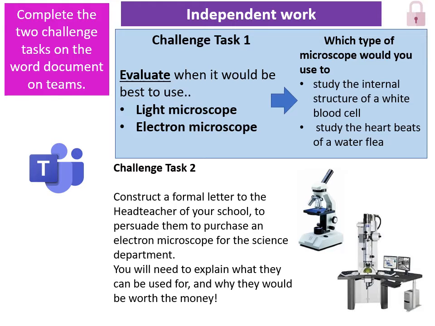Okay, next 2 challenge tasks. Again, these are done on your Word document. So if you scroll down on that Word document, there's a second page, and these are both on there. So first task, you need to decide for each of these when it is best to use an electron or a light microscope. So there's 2 scenarios. The first one is to look at the internal structure of a white blood cell. So not just the outside of a white blood cell, the inside, what is inside it. Okay, so you're talking something incredibly small. Don't know if that gives you a clue.